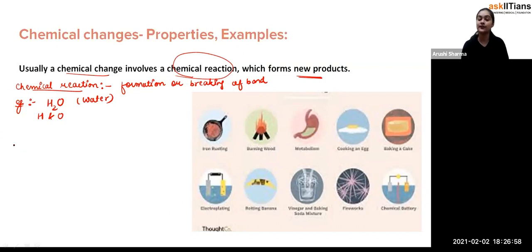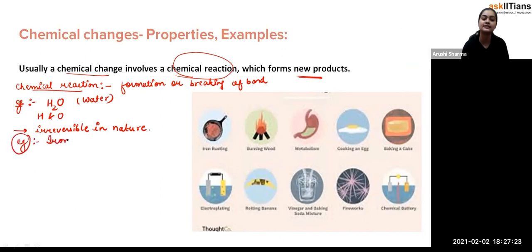So students, what we have seen is that whenever there is some chemical change, definitely some chemical property is going to be changed, and some new substance is going to be formed, and generally chemical changes are irreversible in nature. As you can see, iron rusting is one of the examples.